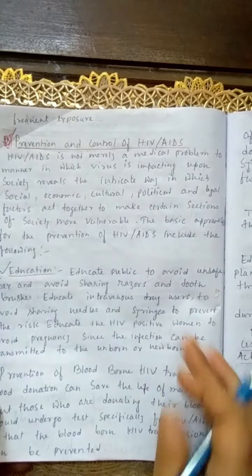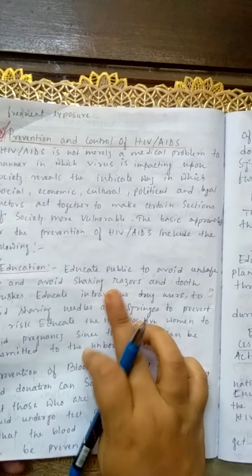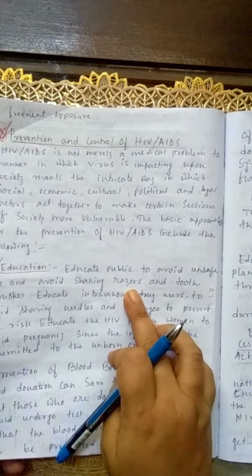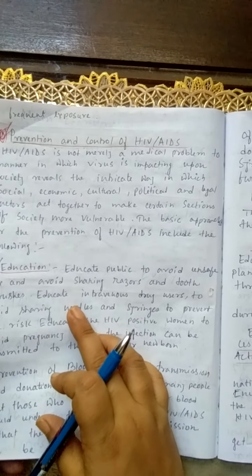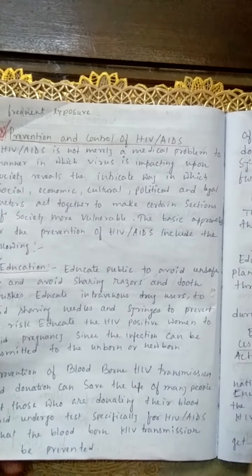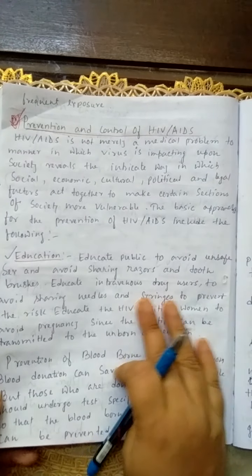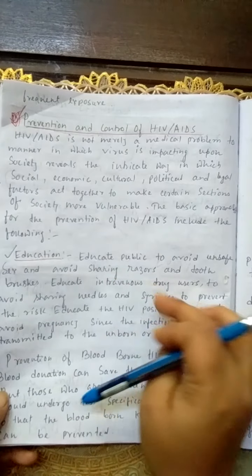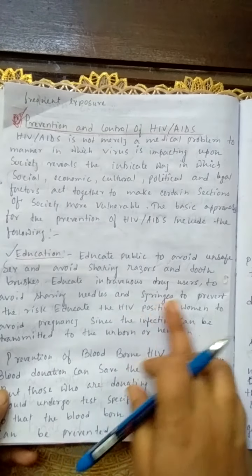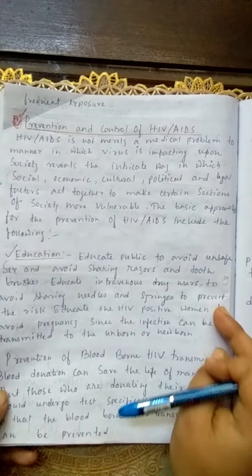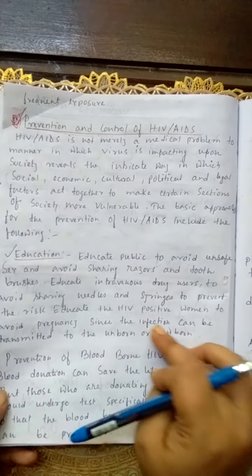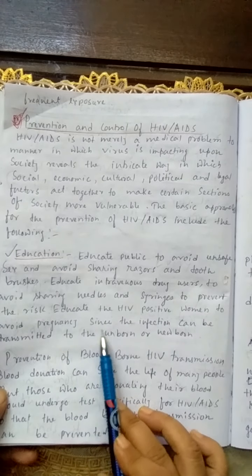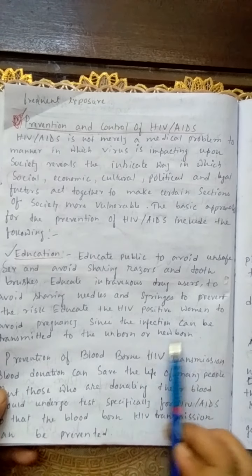Point number 1 is education. Educate the public. The government and medical workers have to educate the public to avoid unsafe sex and avoid sharing razors and toothbrushes. Educate intravenous drug users to avoid sharing needles and syringes to prevent the risk. Also educate HIV positive women to avoid pregnancy, since the infection can be transmitted to the unborn or newborn.